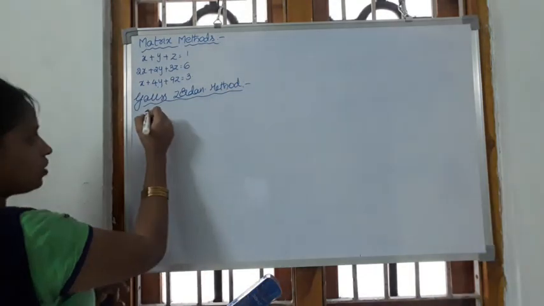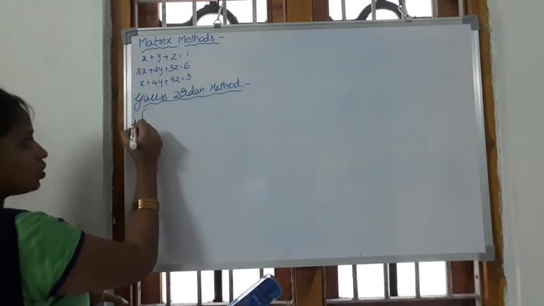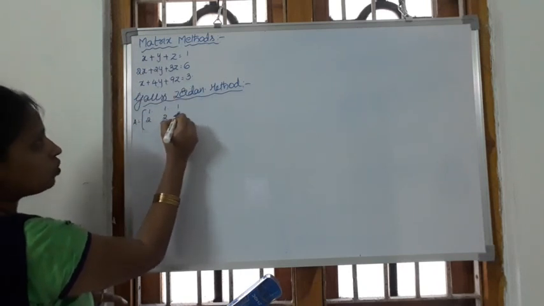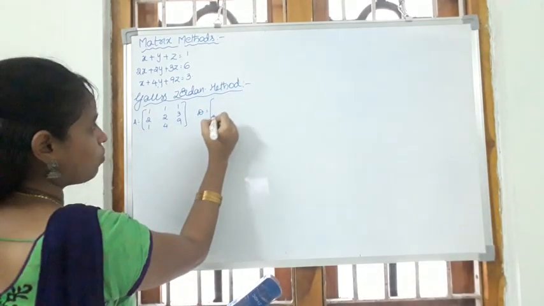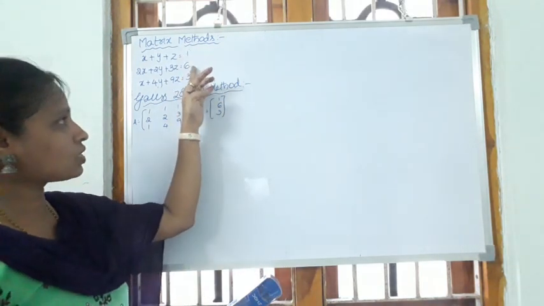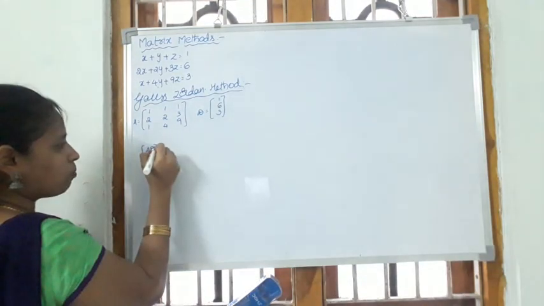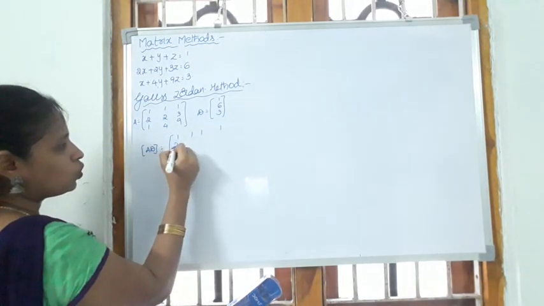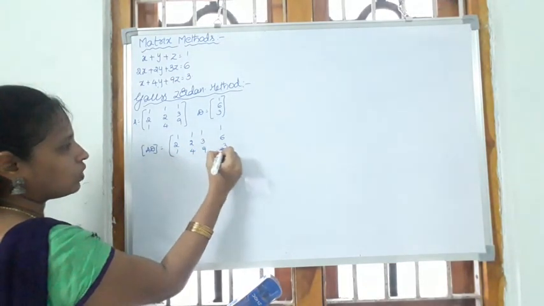Again, first, same as before, the matrix A is equal to the coefficients 1, 1, 1, 2, 2, 3, 1, 4, 9. And the matrix D is equal to the values of the three linear equations, 1, 6 and 3. Now the augmented matrix AD becomes 1, 1, 1, 1, 2, 2, 3, 6, 1, 4, 9, 3.